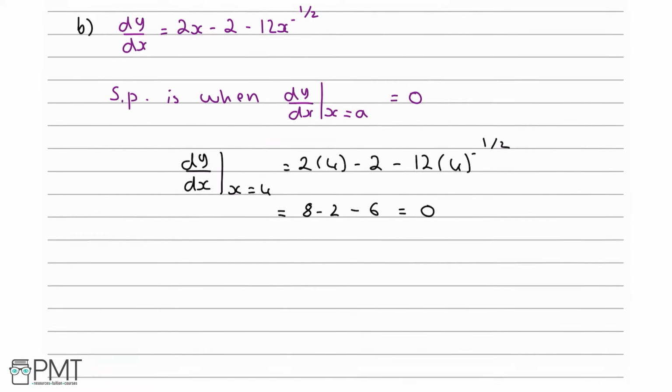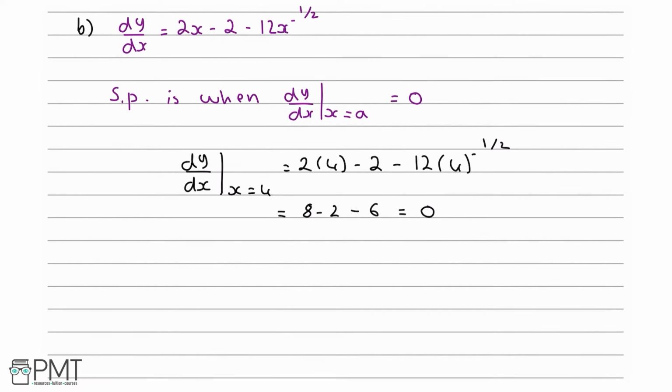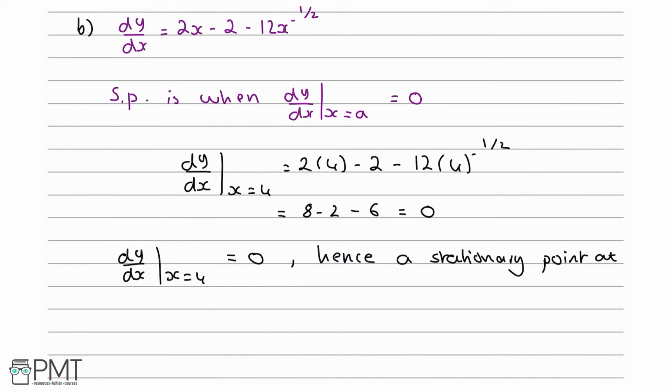Good. So now we just need to finish this by giving a concluding statement. We're going to say something along the lines of dy by dx at x equals 4 equals 0. Hence, a stationary point at x equals 4.